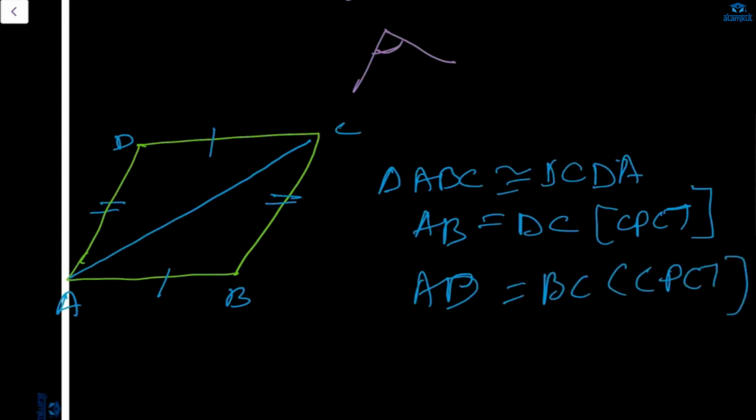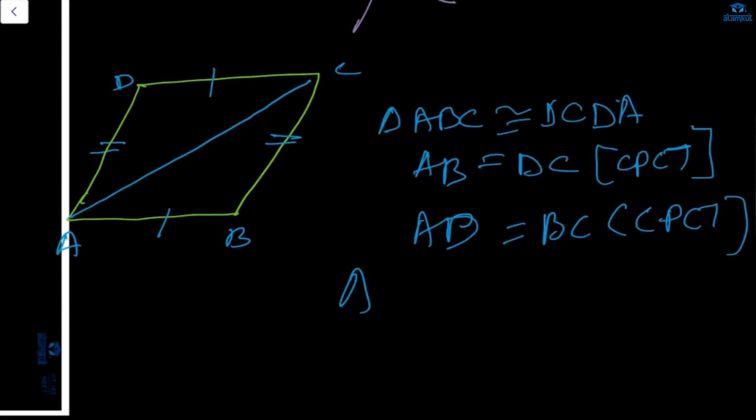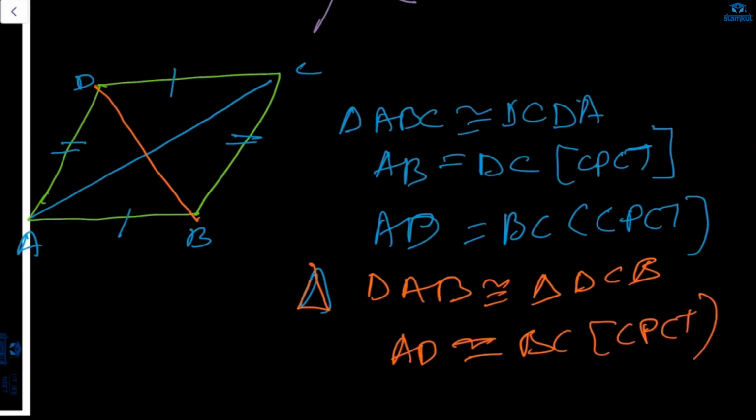Yes. In fact, you can take another triangle also. Another triangle means the other diagonal, this one. You can take this diagonal also, and from here also this triangle. So triangle DAB is congruent to triangle DCB. Okay, so from here also you can say that AD is equal to BC from CPCT. Because if the triangles are congruent, all the three angles will also be equal and all the three sides will also be equal.